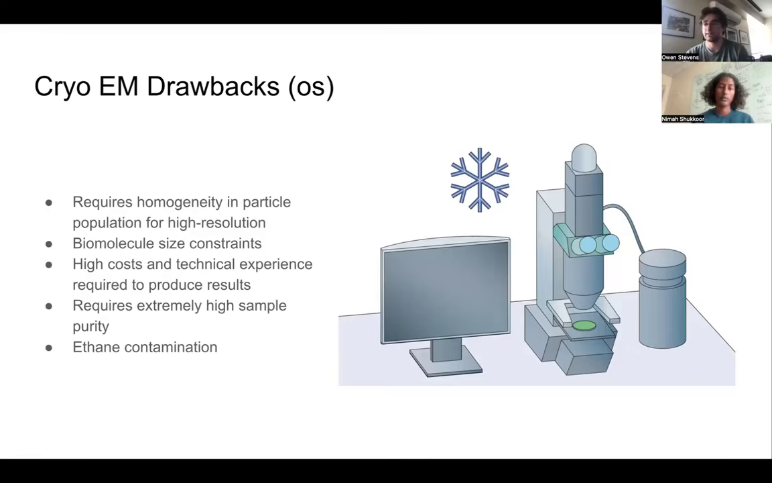It requires extremely high sample purity, which I guess is in contrast to the low amount of sample needed. And there can be ethane contamination, where during the vitrification, the flash freezing process, a small amount of ethane resides and remains on that carbon gold foil. And that leaves these dark shadows, which overlap with the sample images and make it really hard to read. It essentially destroys the sample.